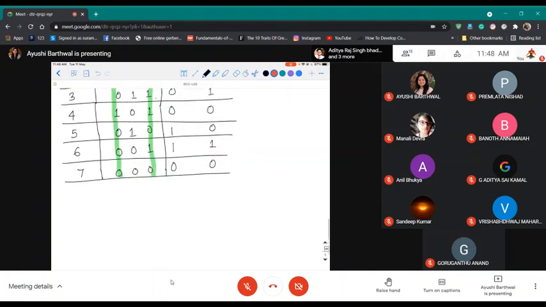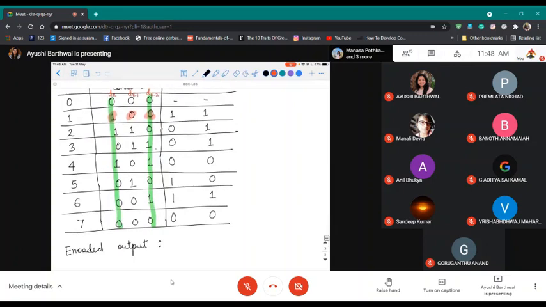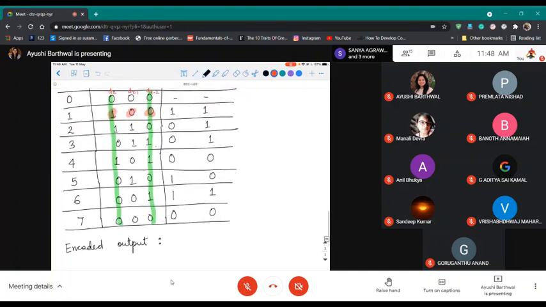So your encoded output for the input message sequence 11010 would be, we'll be writing this term first, 1, 1, then second instance term, zero, 1, then again 0, 1, 0, 0, 1, 0, 1, 1, 0, 0. So this would be your encoded output.